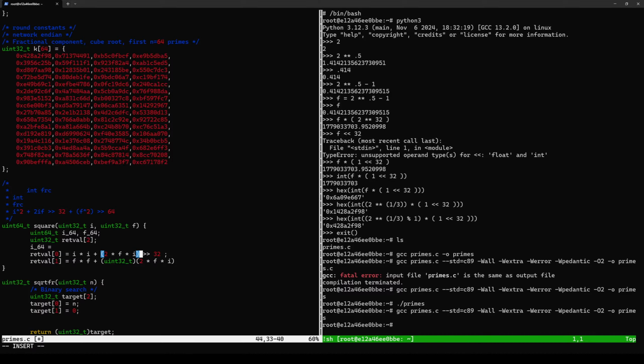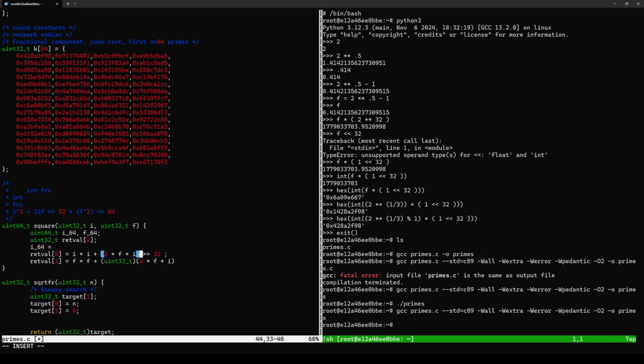2 times f times I is, so in the case of 1.414, we take 2 times 0.414, which gives us 0.828, and then we also take 0.414 times itself, which gives us 0.16 something. And so the 0.828, which is about 0.82, and the 0.16 add up to 1. And so the 0.16 will be quite small, but not that small.